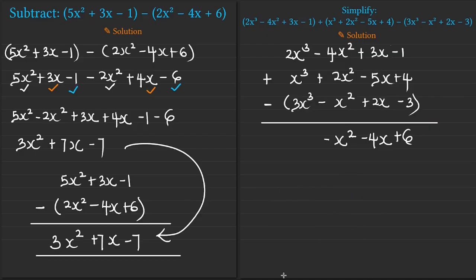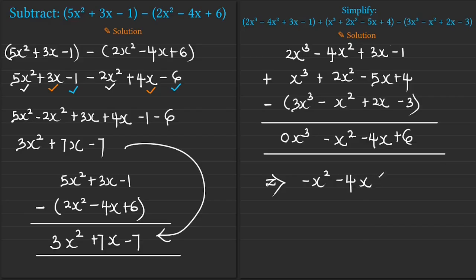Then we come to that of degree 3. 2 plus 1 minus 3. 2 plus 1 gives us a 3. Minus 3 gives us a 0. So we have a 0x cubed. And that is all for this question. So our answer is simply what? Negative x squared minus 4x plus 6. You see how simple this is if we use the column method.